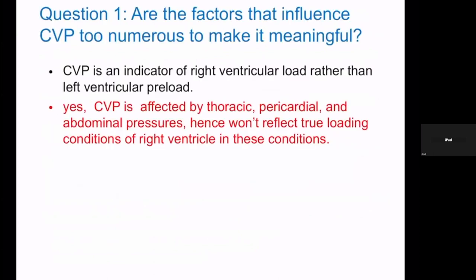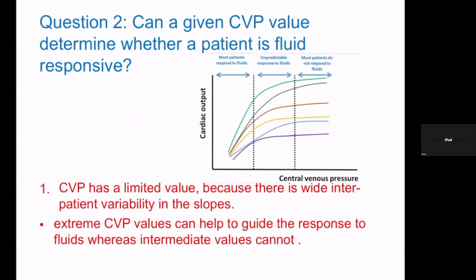Coming to question one, are the factors that influence CVP too numerous to make it meaningful? Yes, CVP is affected by thoracic, pericardial, and abdominal pressures, hence it won't reflect true loading conditions of the right ventricle in these conditions. Then coming to question two, can a given CVP value determine whether a patient is fluid responsive? CVP has a limited value because there is a wide interpatient variability in the slope. Extreme CVP values can help to guide the response to fluids, whereas intermediate values will not.